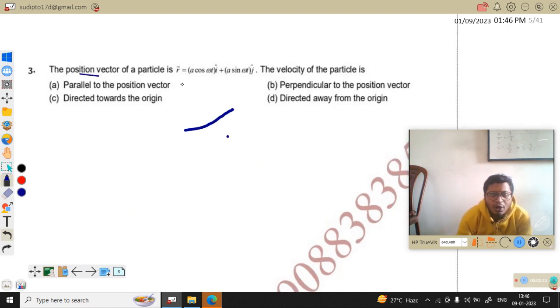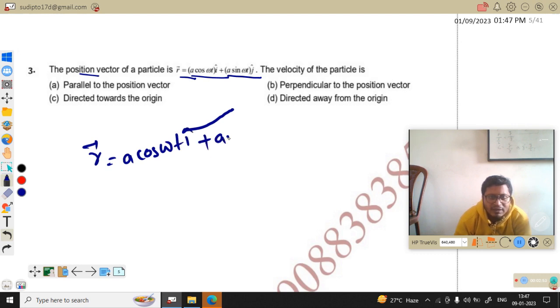The position vector r is given as a cos omega t i cap plus a sin omega t j cap. The velocity of the particle is parallel to the position, is this true? First we have to find the velocity. r is given here: a cos omega t i cap plus a sin omega t j cap. Okay, this is the question.